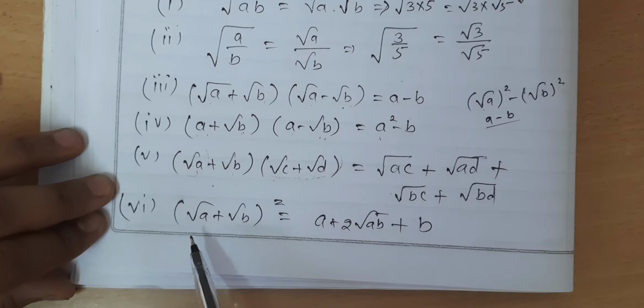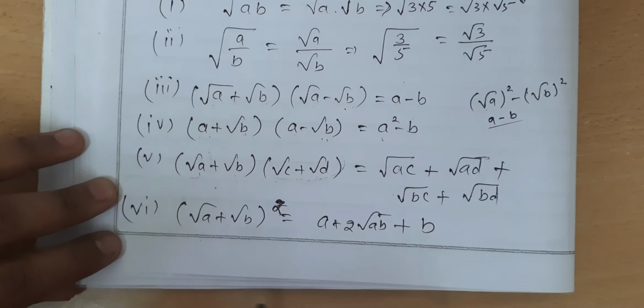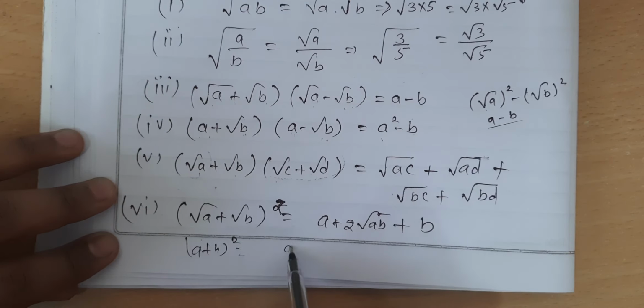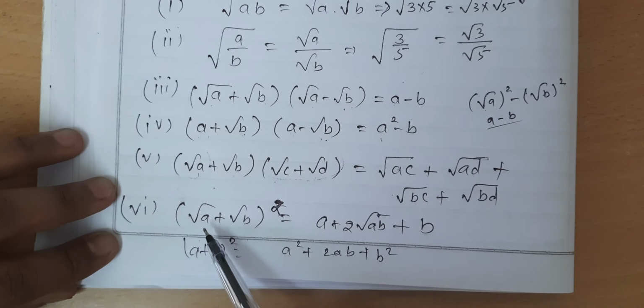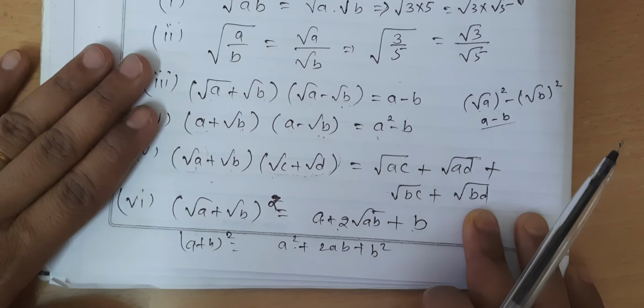Now similarly, root a plus root b the whole square. Here we will use the identity (a plus b) the whole square, which is a square plus 2ab plus b square. Here root a square is a, root b square is b, and 2 root ab. Okay, now we will see questions based on these identities.